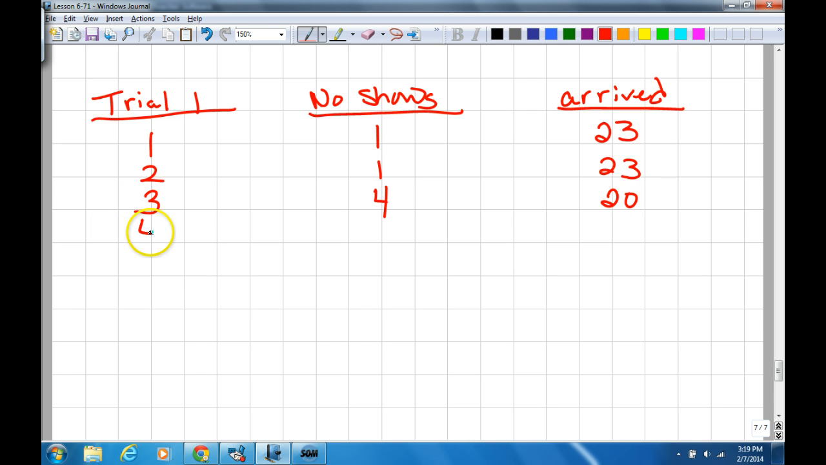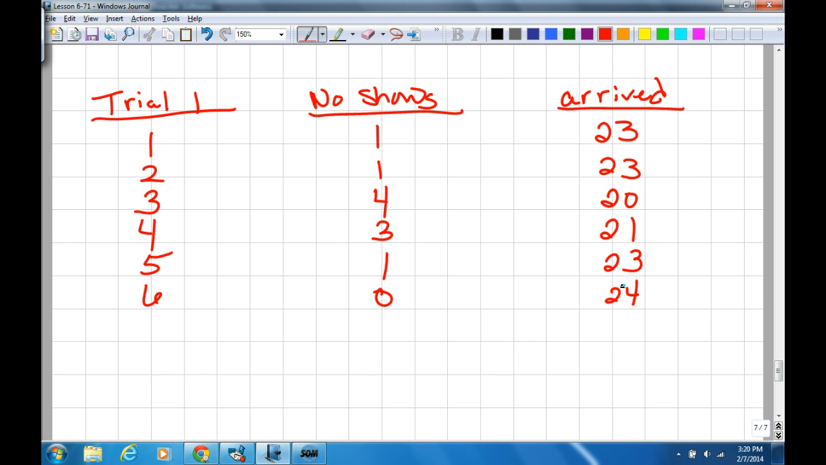Okay, so for the fourth trial, we had 3 no-shows, and that means we have 21 people actually arrived. For the fifth trial, we had 1 no-show, 23 arrived. And on the last trial, we had no no-shows, so 24 arrived.